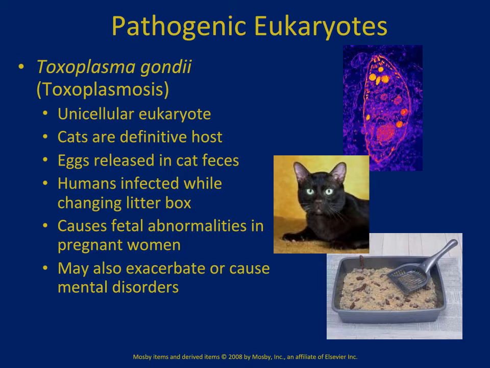In fact, recently there were accounts here in Hawaii of two monk seal deaths being caused by Toxoplasma gondii. Now, the eggs are usually released in the cat's feces, and the way that humans can become infected is by changing the litter box. Normally this infection doesn't cause much in the way of problems, but it can cause fetal defects in pregnant women, and for that reason, pregnant women should not be changing any of the litter boxes.